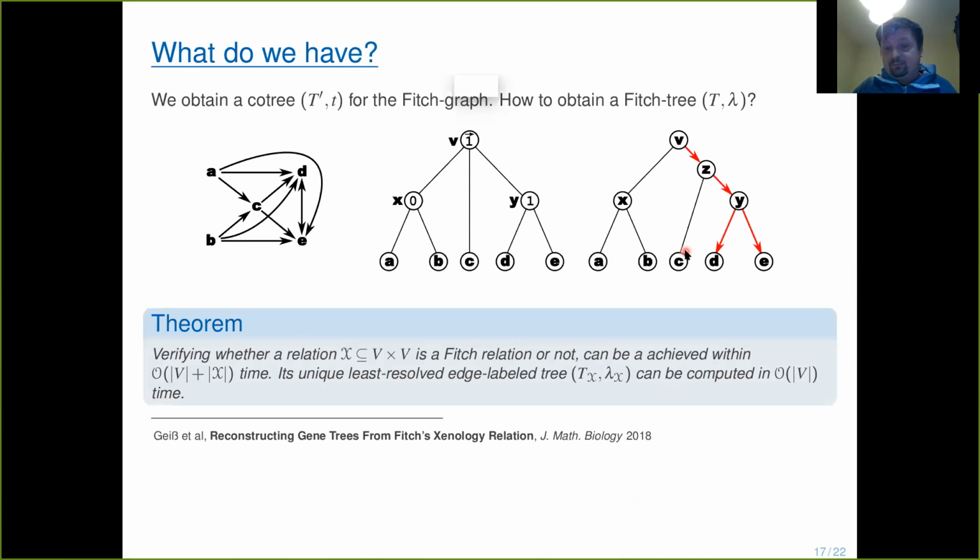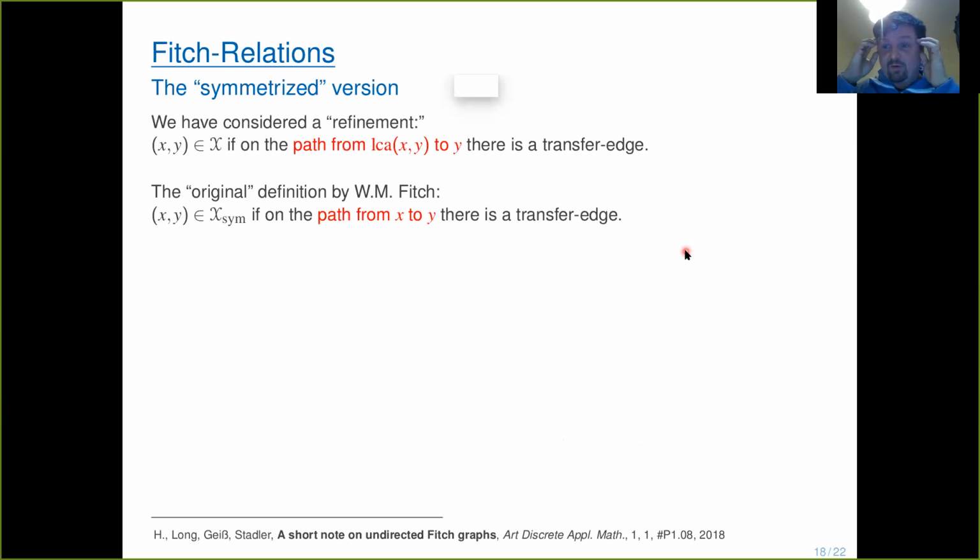Good. I started a bit late, so I still have a few minutes, right? Yeah, okay. Back to the original definition.